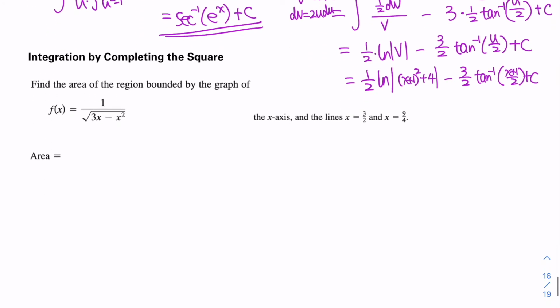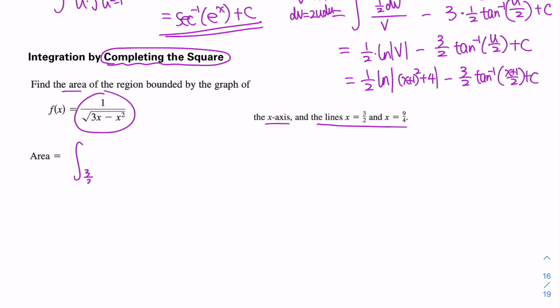So also sometimes we have to know how to use completing the square before we apply the formula. If you look at this example, find the area of the region bounded by the graph here, the x-axis, and the lines x equals 3 over 2 and x equals 9 over 4. So the area will be given by the integral from 3 over 2 to 9 over 4 of 1 over the square root dx. Of course, we know this function is always on top of the x-axis. That's why we don't have negative values here.